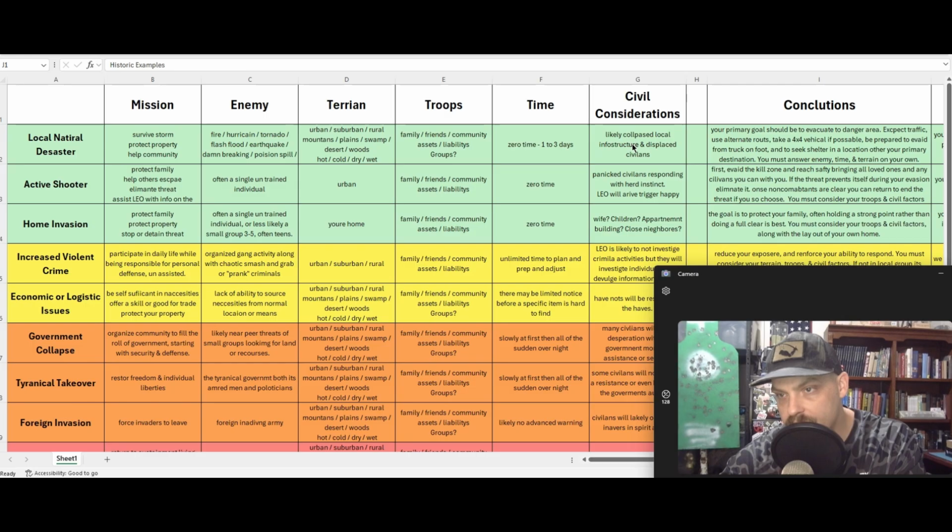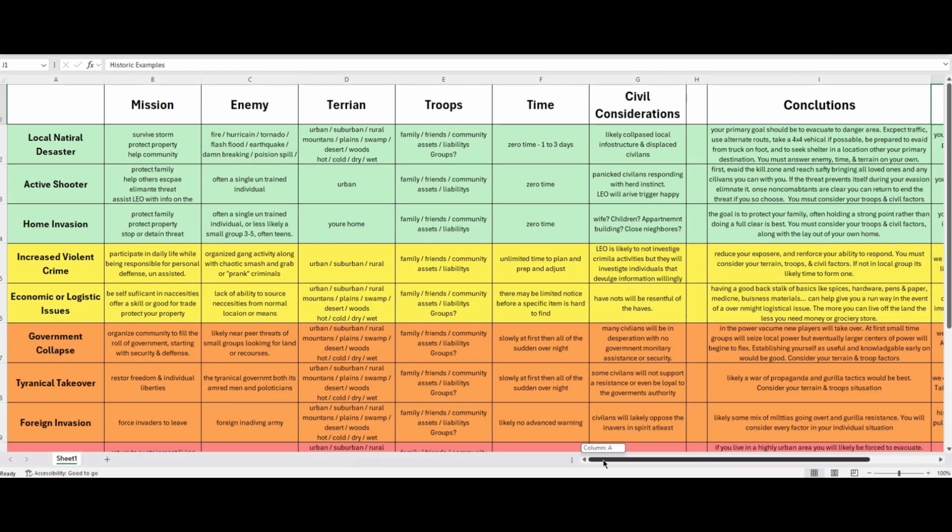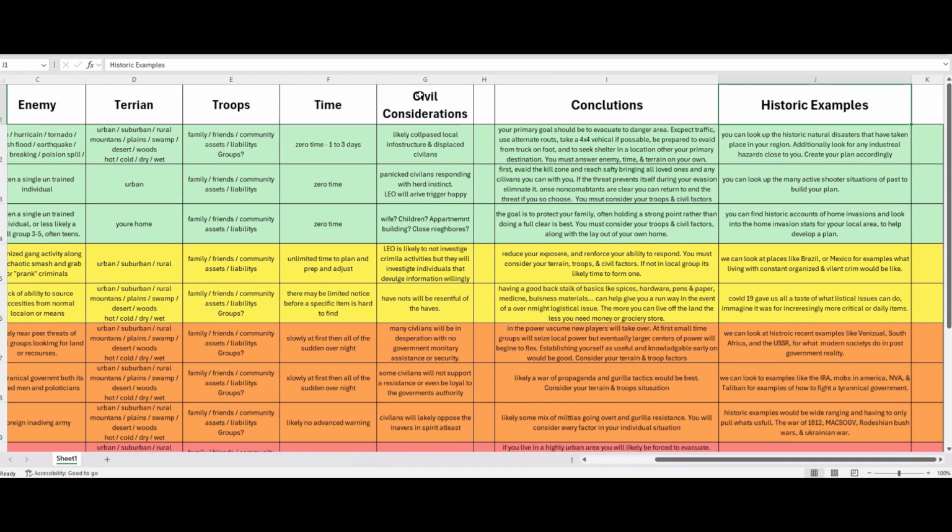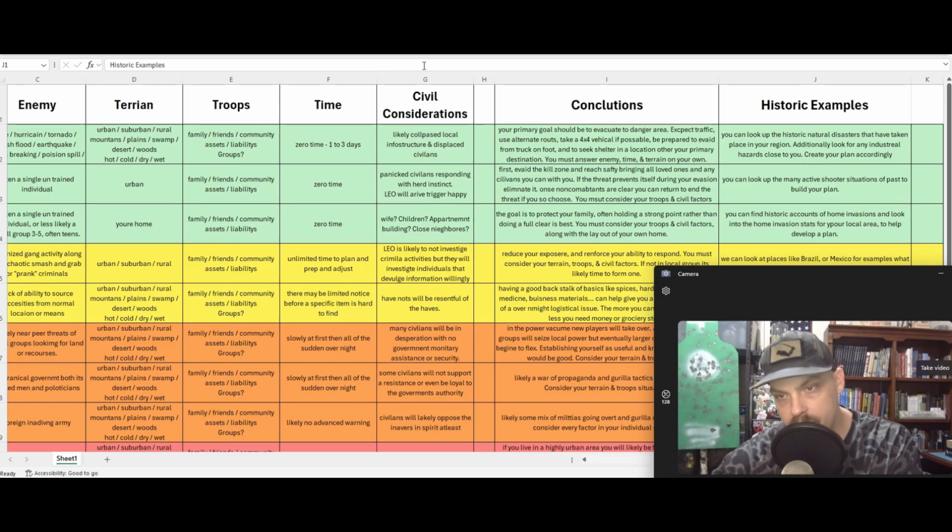Civil considerations, likely collapsed local infrastructure and displaced civilians, right? So after the storm event happens, we're probably going to have stuff that is not working properly, stores that are closed, power's down, clean water might be out, etc., and there could possibly be displaced civilians if their home infrastructure has been destroyed. All right, conclusions we can come to.